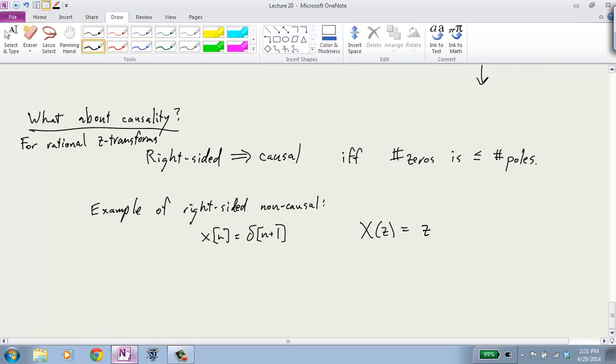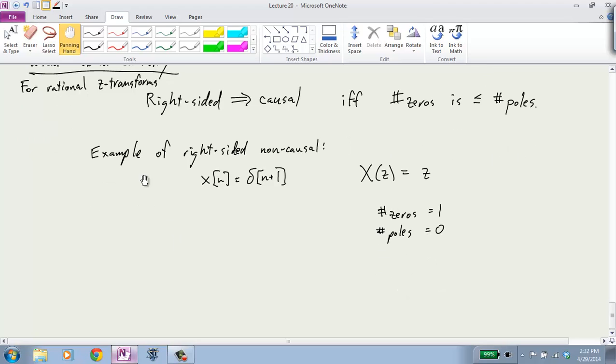So then the number of zeros equals 1, and the number of poles equals 0. So there we see that it didn't obey this rule, and that's always going to happen whenever you have a right-sided signal that starts at negative points in time. It's actually easy to verify because what happens is you've got a sum of x of n, z to the negative n.